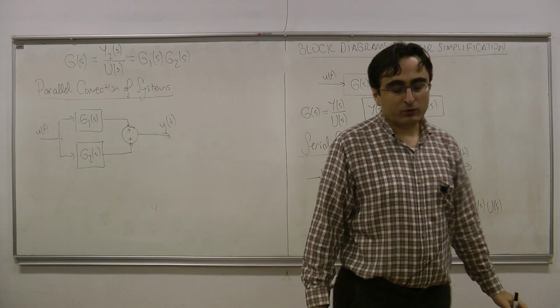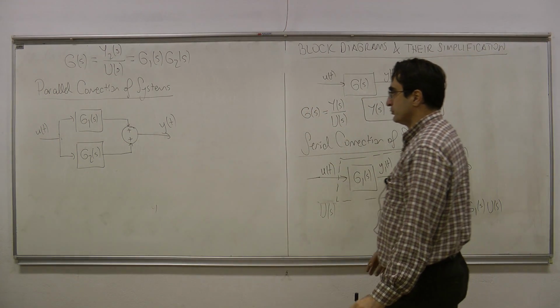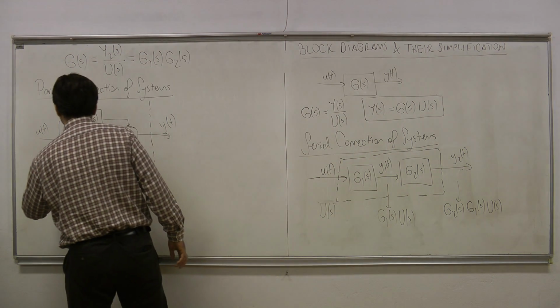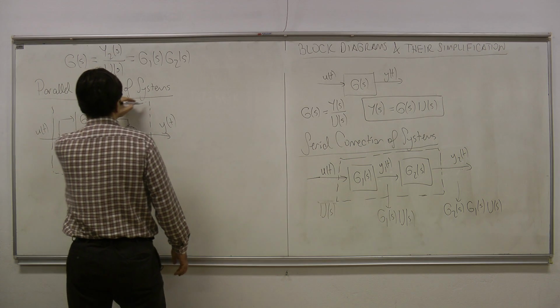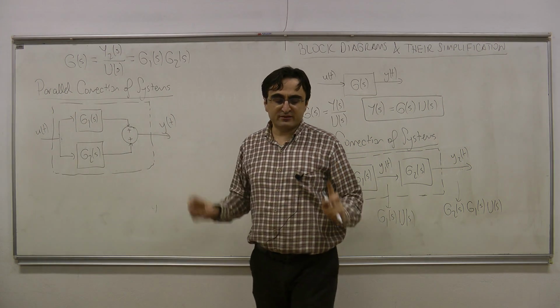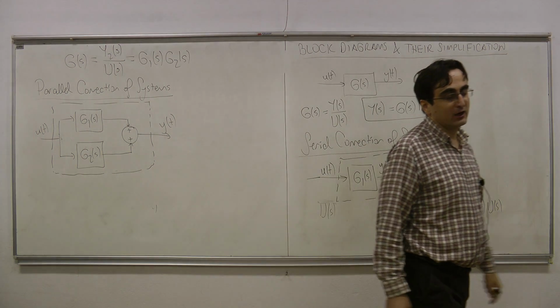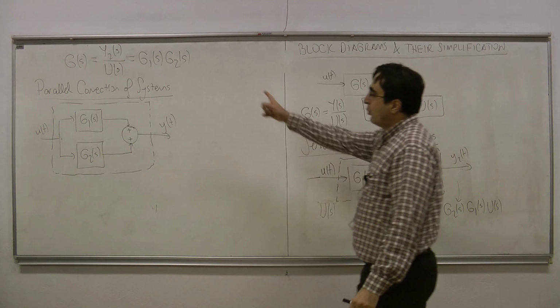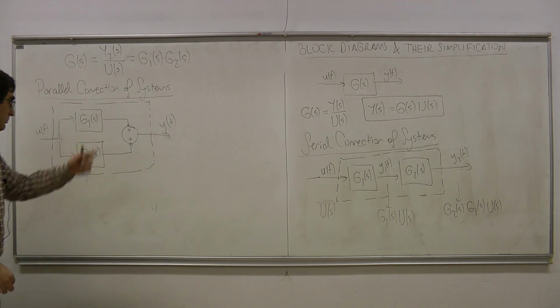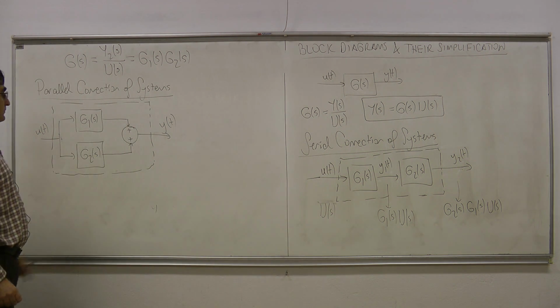So when we have such a connection, this is a parallel connection of two systems, and now I would like to think of it as a single block. Okay? With this input and this output. What is the overall transfer function of such an overall system here? This is actually probably easier than the first one.